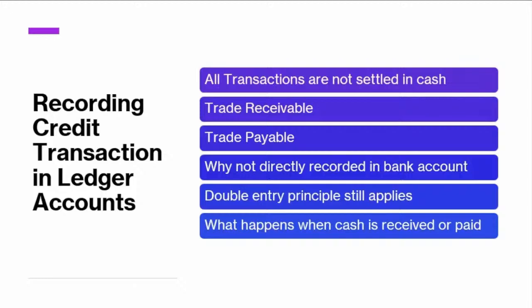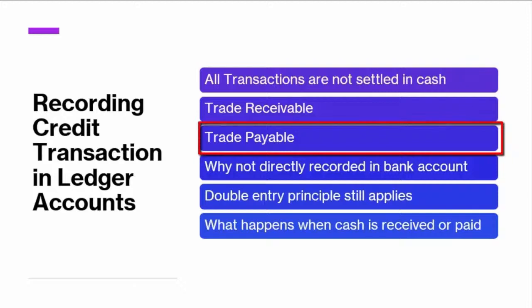Key points about credit transactions. 1. What are credit terms? When a business sells goods or services but doesn't receive payment immediately, the amount owed by the customer is recorded as trade receivables. Similarly, when a business purchases goods or services on credit, the amount it owes to the supplier is recorded as trade payables.